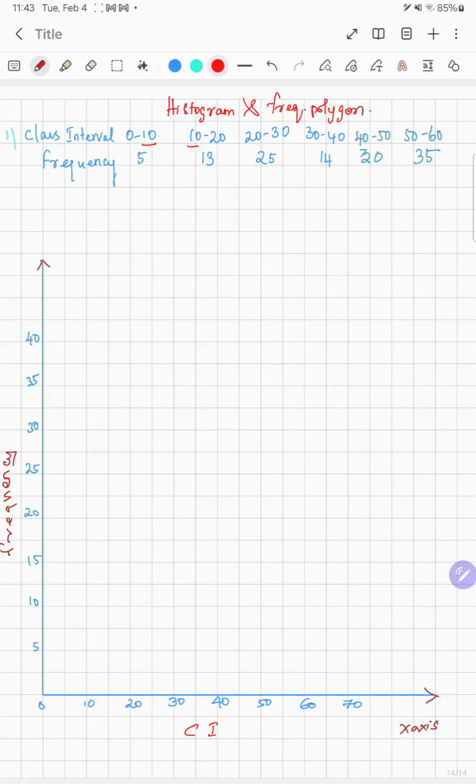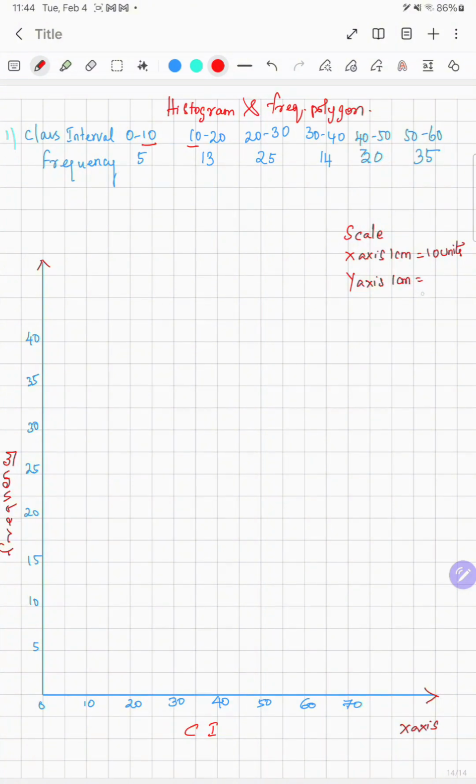Okay, then you have to mark the scale. On the x-axis, 1 centimeter equals 10 units, as we have marked. It depends on your scale. Whatever is convenient, you can do depending on your question. No need to be, this is compulsory to be followed.